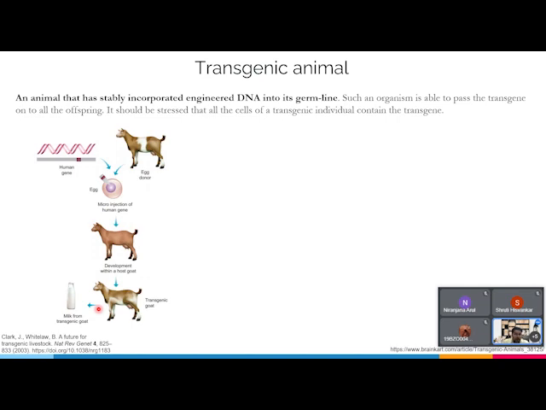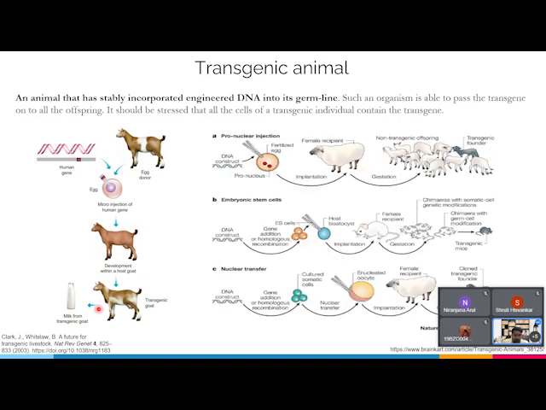So a transgenic animal has the transgene incorporated in all its cells. This causes it to express the transgene and form the protein that you wanted. How exactly is it done? It is done via three methods.